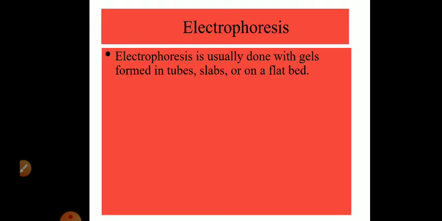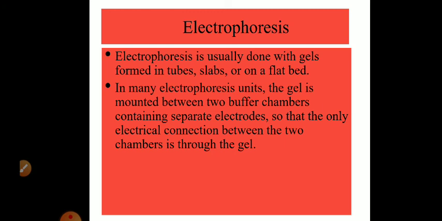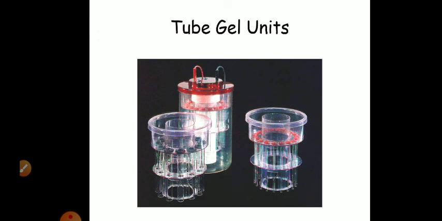Now, electrophoresis is usually done with gels that are formed in tubes, slabs, or a flat bed. In many electrophoresis units, the gel is mounted between two buffer chambers, the upper chamber and the lower chamber, containing separate electrodes, so that the only electrical connection between the two chambers is through the gel.